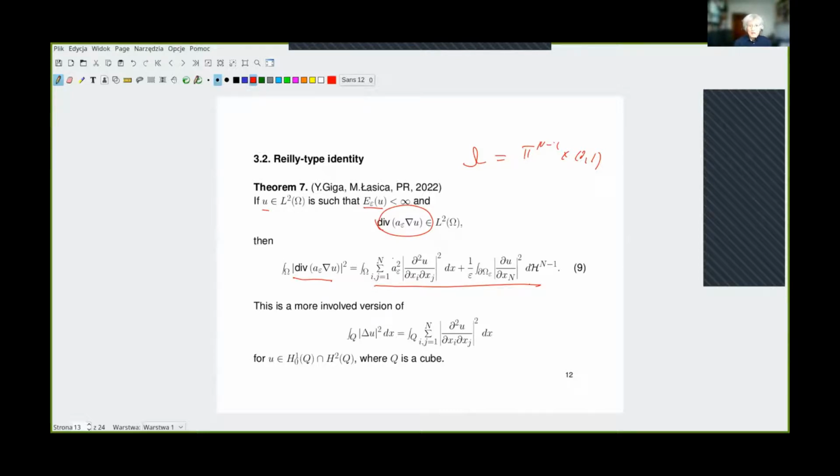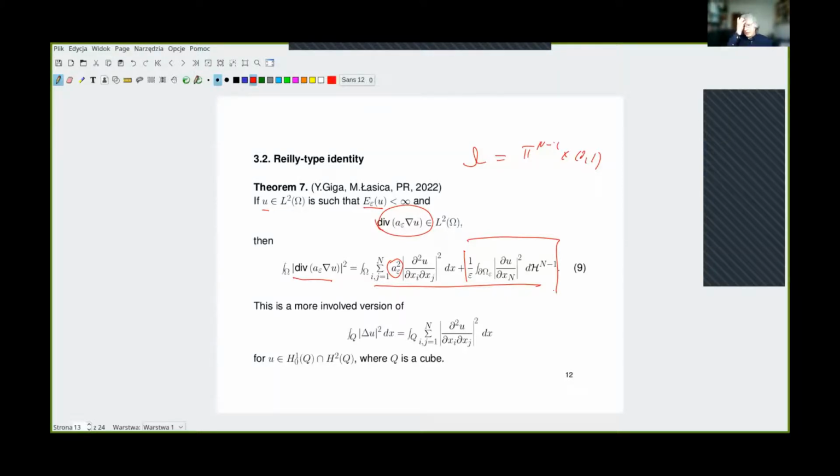Of course, we have to include the weight. Moreover, and this is the value added here, we have some control over the normal traces. And this is very important for us.